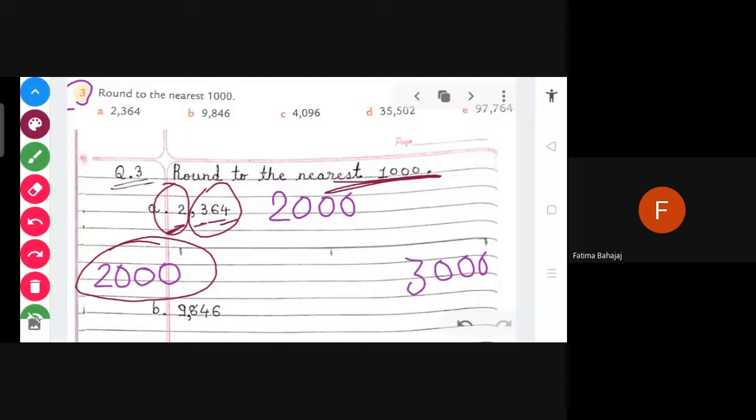2000. Then after 2000, what number comes in a gap of 1000? After 2000, like 3000, 4000, 5000, 6000, 7000, 8000, 9000. But which is nearest after 2000? So 3000 is the number which is nearest. After 2000, 3000 is the nearest number which is in the gap of 1000.